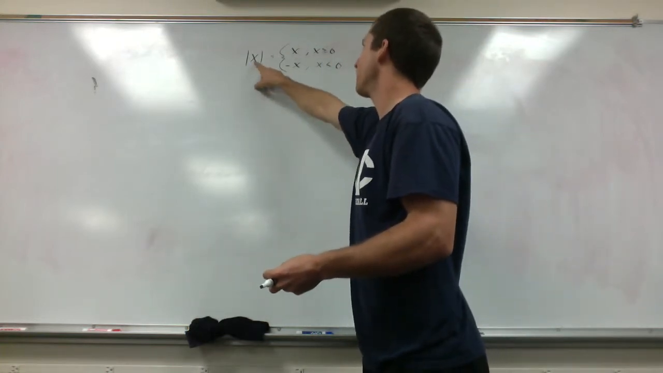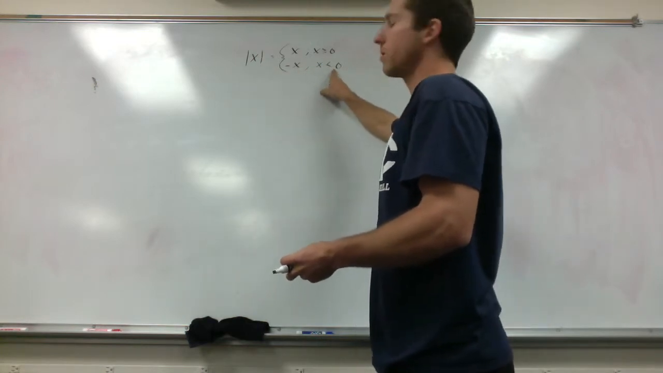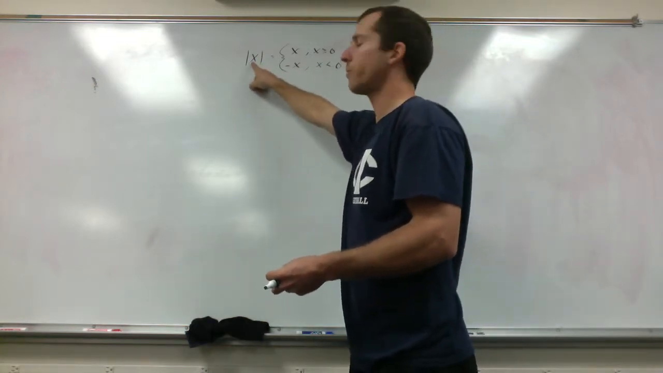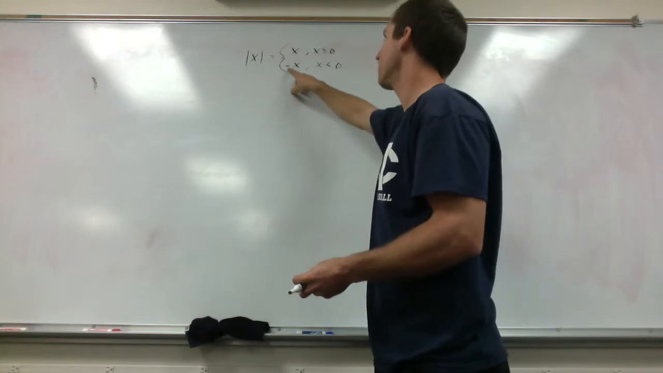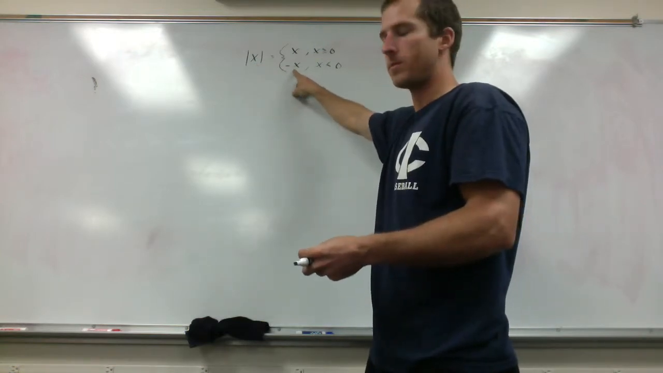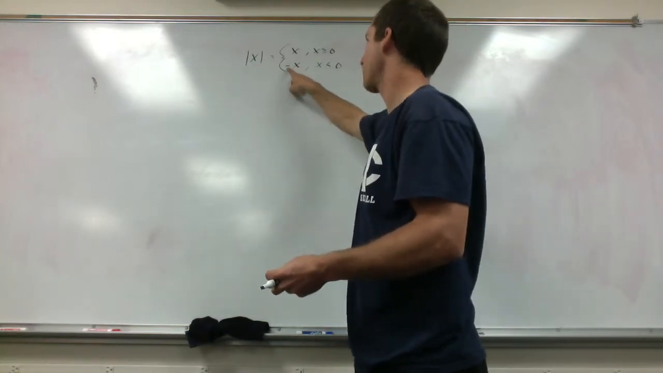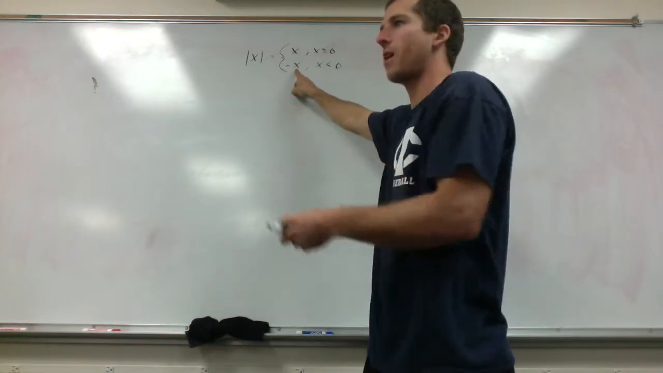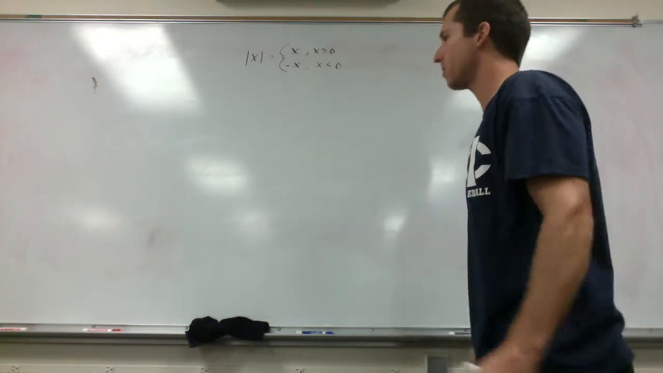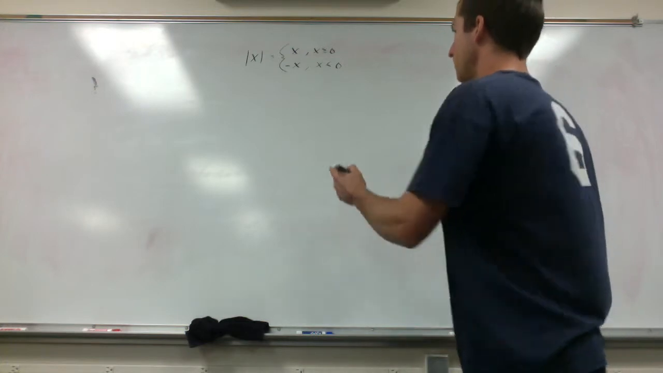But if x is less than 0, so whatever number is here is less than 0, we're going to do the opposite of it. So if this were -5, we'd do the opposite of -5, which kicks back out 5. That's how you think about absolute value. You always get a positive number.